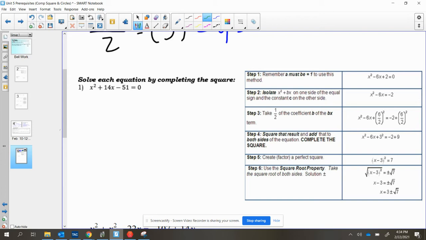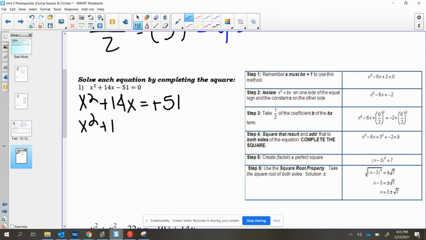This is where you would have used completing the square in Algebra 2. So to start, you always want to move over the value without a variable. I like to say it's getting kicked out of the party, right? We're adding 51 to the other side.